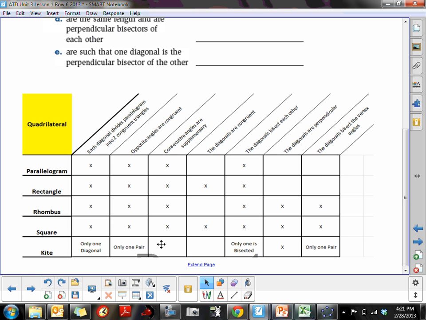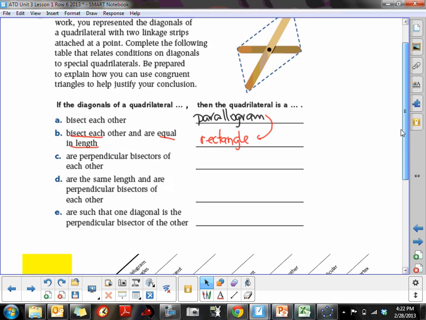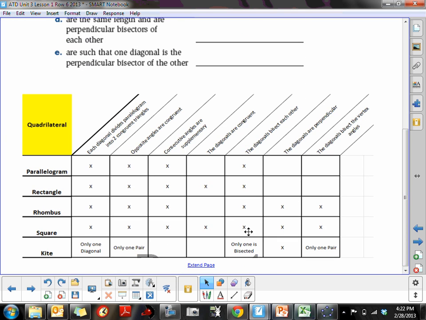So let's see, the diagonals are congruent, diagonals bisect each other, bingo, bingo. So they're perpendicular bisectors of each other. So now I've got it narrowed down to just 2 choices. It's either a square or a rhombus. The fact that they are perpendicular bisectors of each other should eliminate it down to just 1 choice. So our last choice that we're going to come up with, they're perpendicular bisectors of each other, is that it has to be a rhombus.